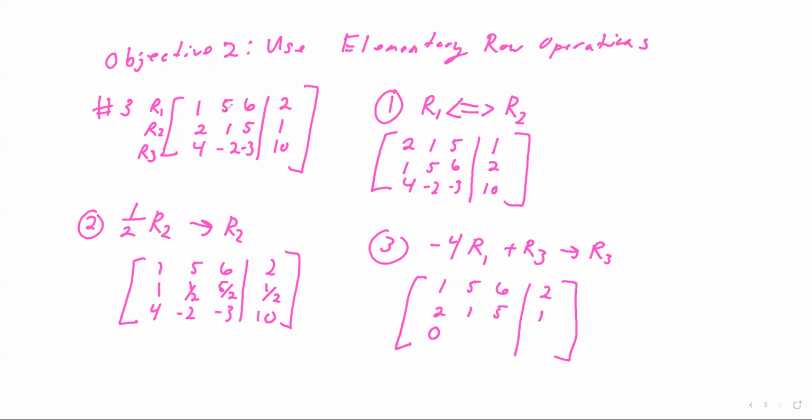So I do it again. -4 times 5, which is -20, plus -2 gives me -22. Do it again. That's going to be -4 times 6, which is -24, plus -3 gives me -27. Do it again. -4 times 2 is -8, plus 10 gives me 2. That is basically what this stated. Again, I'm multiplying row 1 by -4, adding the result to row 3, and writing the result in row 3. All right, and that's basically what you do in the second objective.